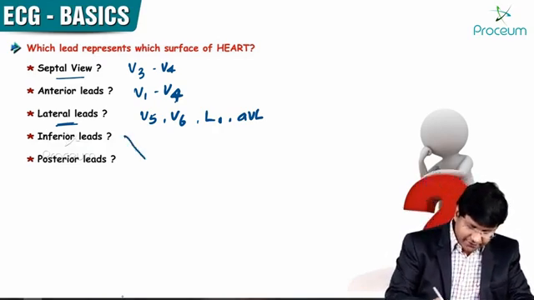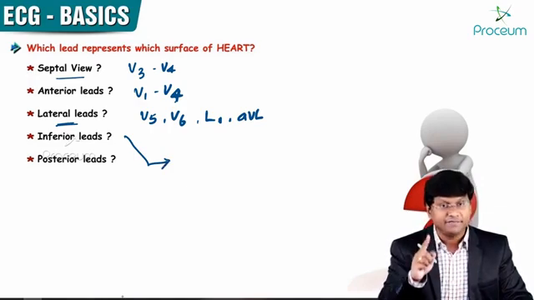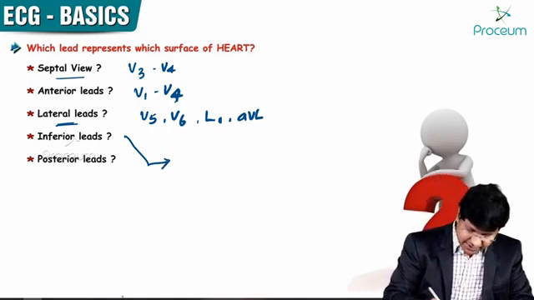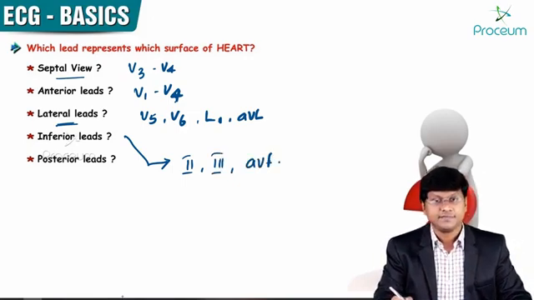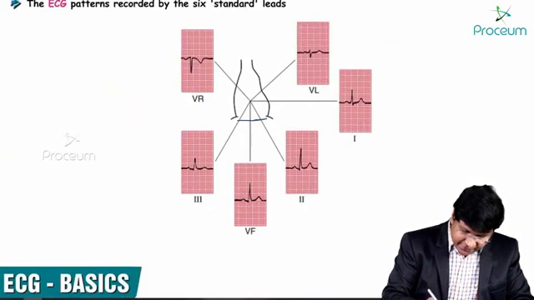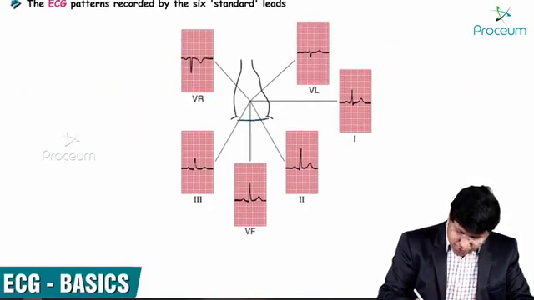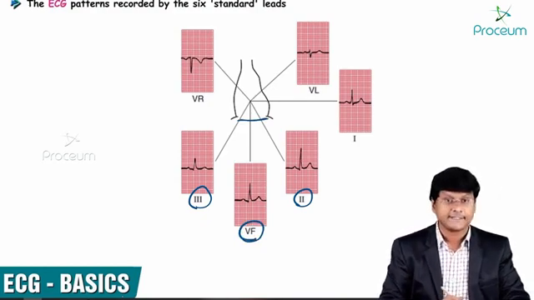And you take the inferior leads. The leads which will pick up the electrical activity from the inferior wall of the heart are lead 2, lead 3 and AVF. Okay? You see this is your inferior surface of the heart. Lead 2, lead 3 and as well as AVF, they pick up the electrical activity from the inferior surface of the heart.